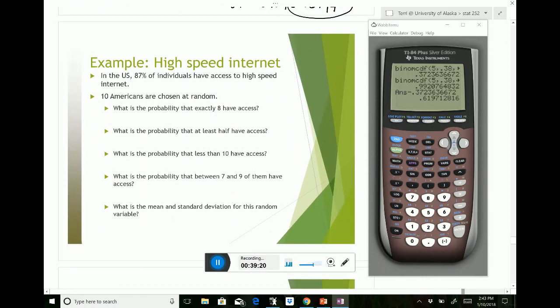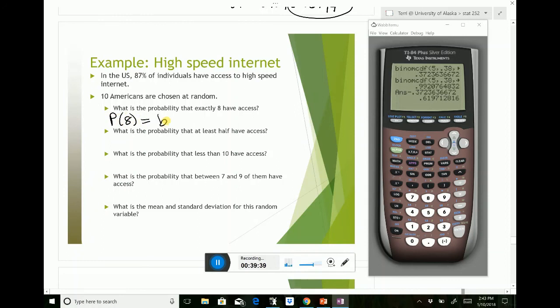So, using that information, let's talk a little bit about high-speed internet. In the US, 87% of individuals have access to high-speed internet. If 10 Americans are chosen at random, what is the probability that exactly 8 have access?